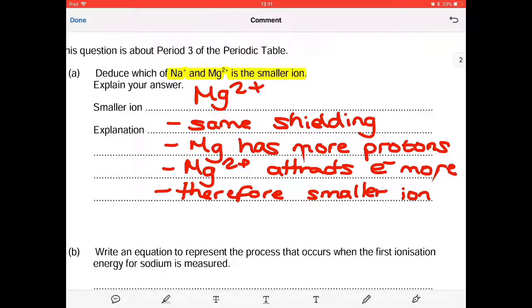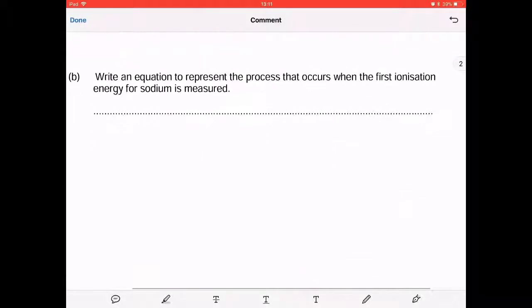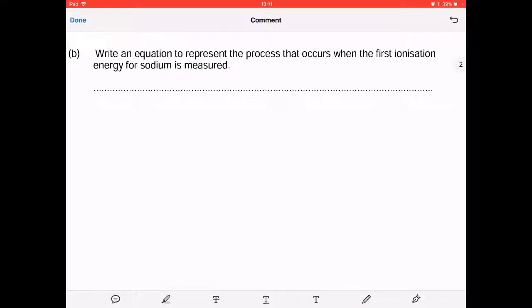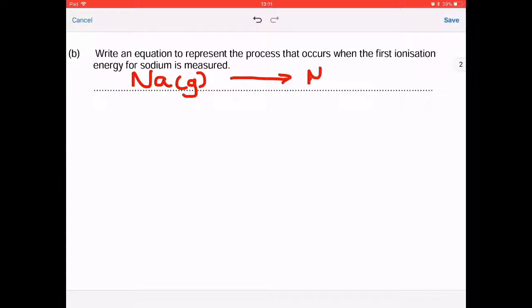So that's the first question there. Hopefully that fully explains exactly what you need to put in there. Moving on to the second part: write an equation to represent the first ionization energy of sodium. This comes right back to the start, with atomic structure. What you should be writing here is that sodium in the gas phase splits into Na+ as a gas plus an electron. So it's just removing that outer electron from sodium in order to form a singly positive charged ion, everything in the gaseous state.